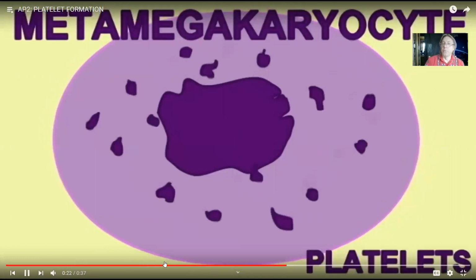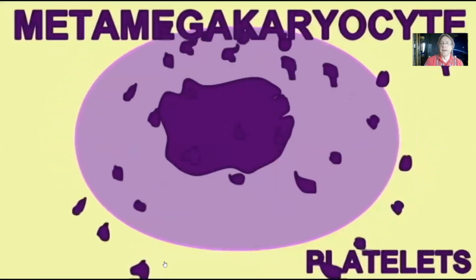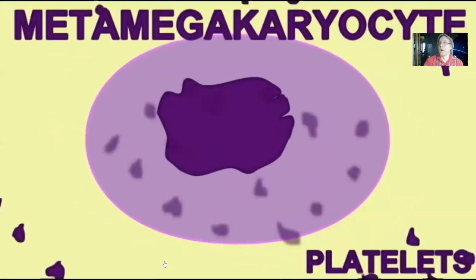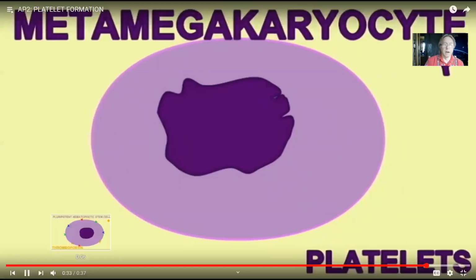Now, mammal platelets form like this. In more primitive vertebrates, thrombocytes are individual cells rather than fragments of this bone marrow cell.